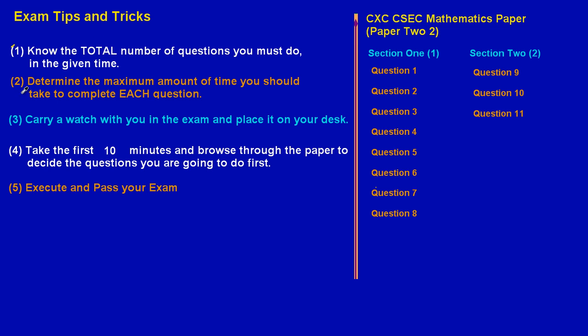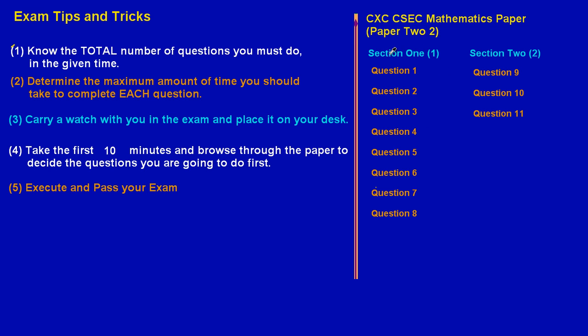Now on my left here I have my 5 little tricks and tips, and on my right here I am using the CXC CSEC mathematics paper, and that is paper 2. Remember, we have 2 papers. We have a paper 1 and a paper 2. Paper 1 has to do with the multiple choice, while paper 2, as we have here, is the written paper. It's a structured paper where you have to work out your calculations.